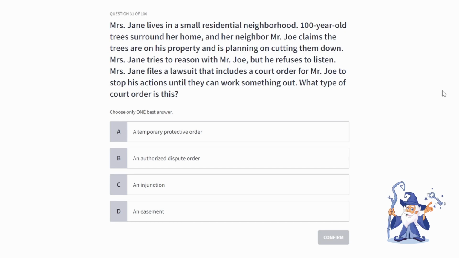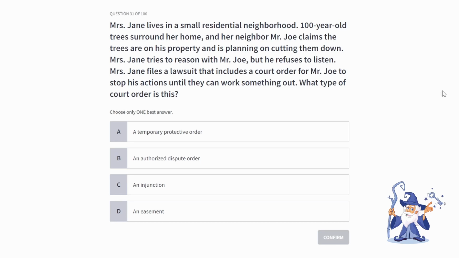All right, next one. Ooh, a little bit of a lengthy one. Buckle up. All right, here we go. Question 31. Mrs. Jane lives in a small residential neighborhood. 100-year-old trees surround her home, and her neighbor, Mr. Joe, claims the trees are on his property and is planning on cutting them down. Mrs. Jane tries to reason with Mr. Joe, but he refuses to listen. Mrs. Jane files a lawsuit that includes a court order for Mr. Joe to stop his actions until they work something out. What type of court order is this?